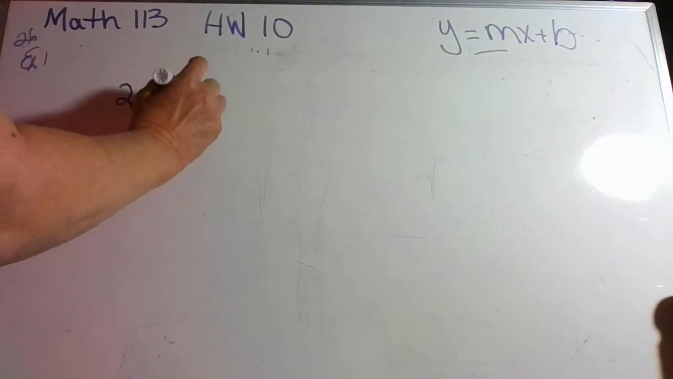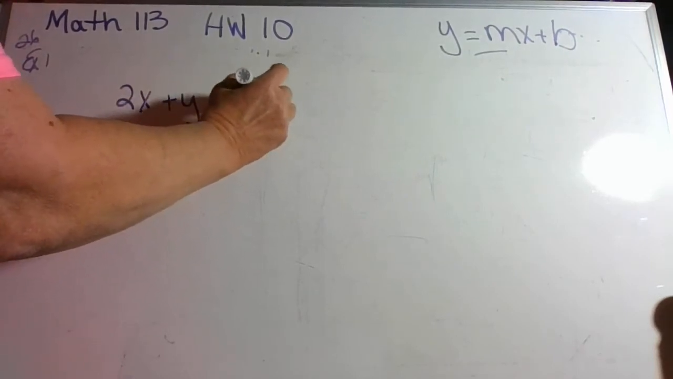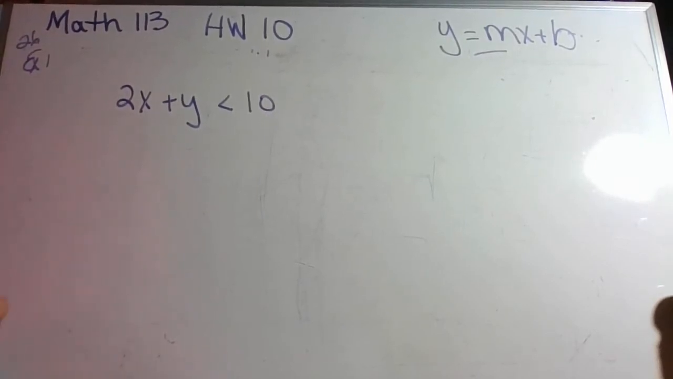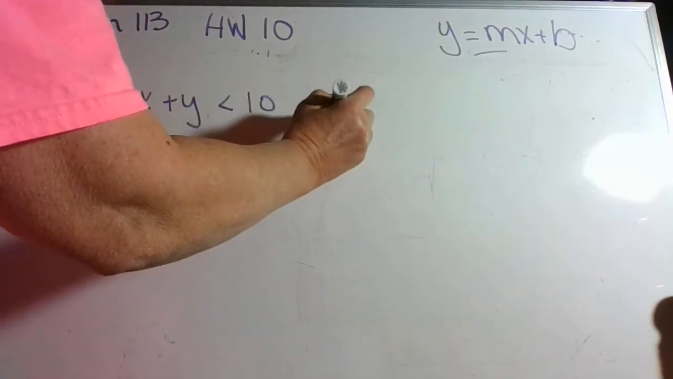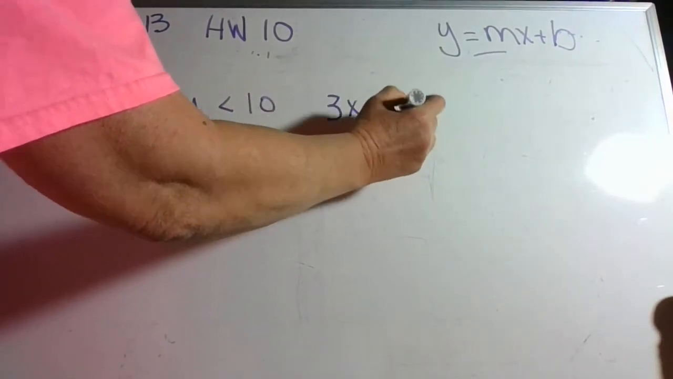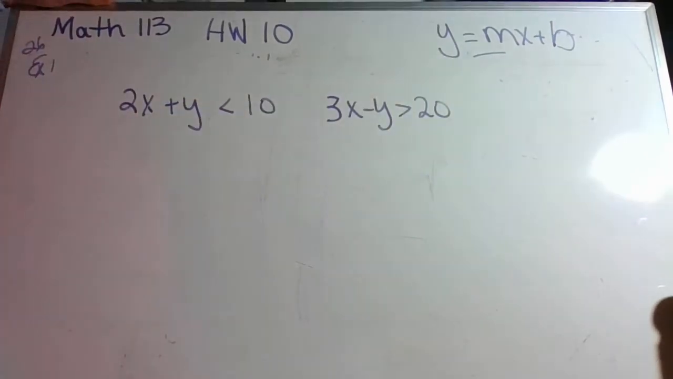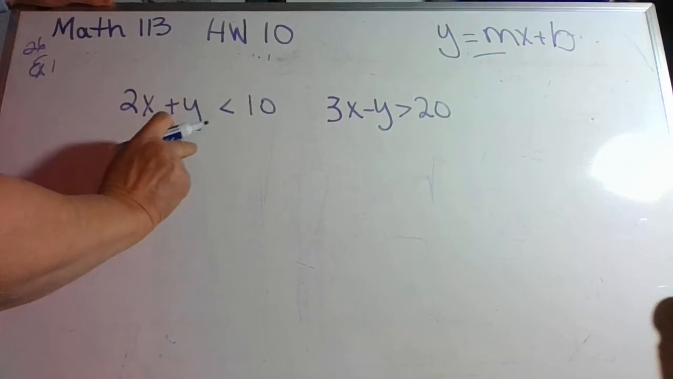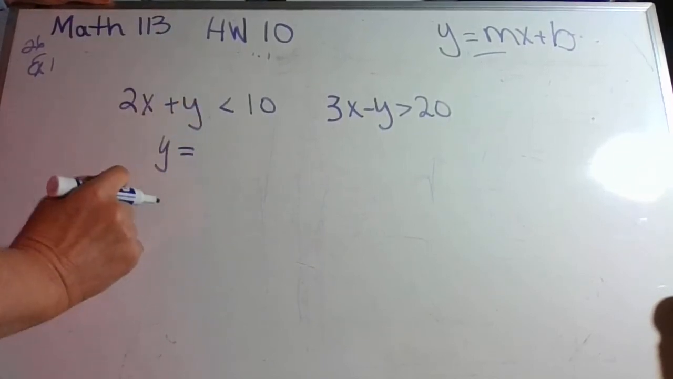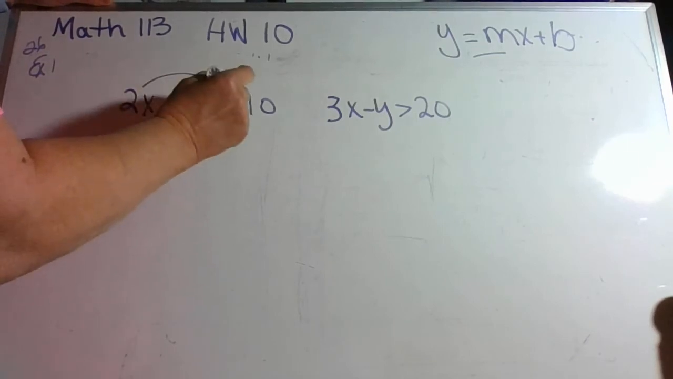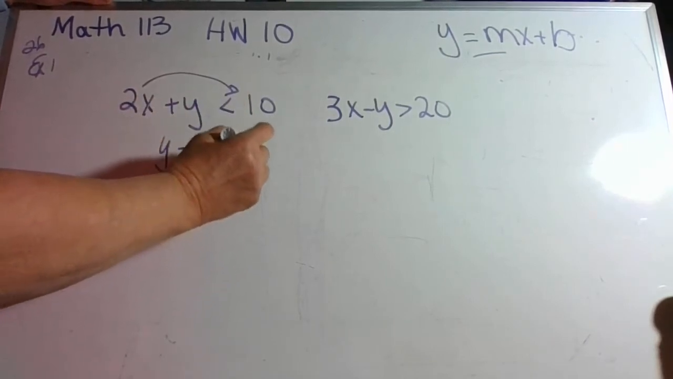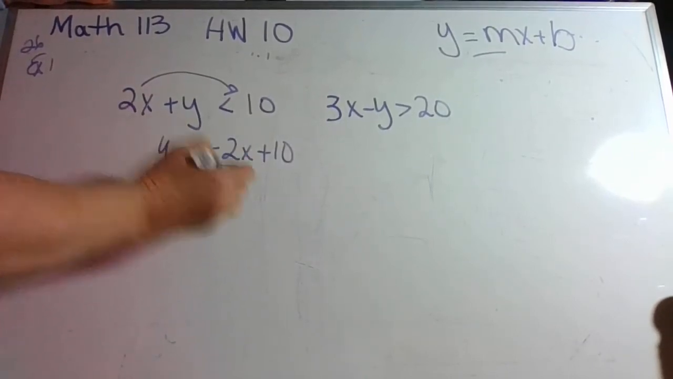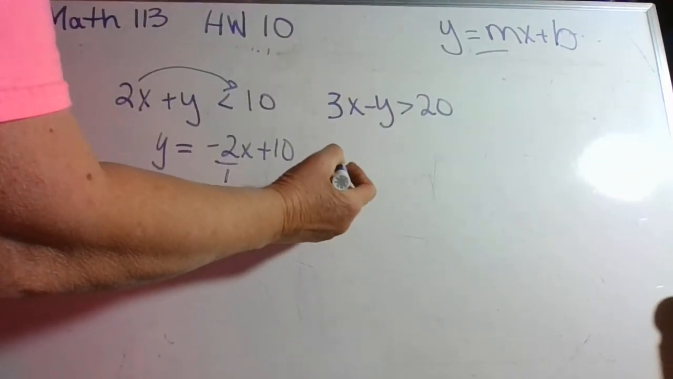2x plus y is less than 10. And we have two inequalities. It's called a system of inequalities. And the other one is 3x minus y is greater than 20. The first thing you're going to do is solve for y. Y, and I'm just going to put equals here because that's what I'm going to use for the boundary line. I'm going to move this guy over here, so it's going to be a negative 2x plus 10. Put that over 1.